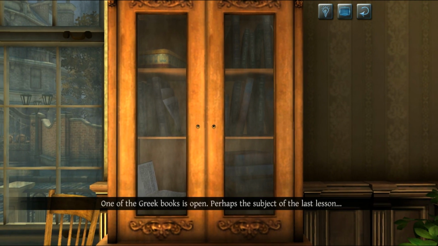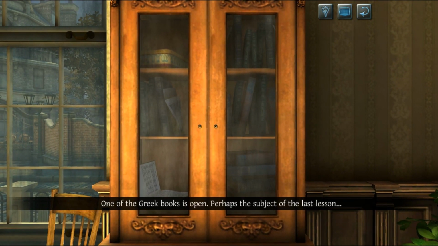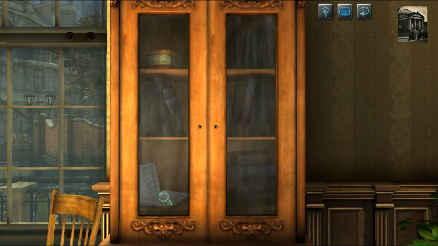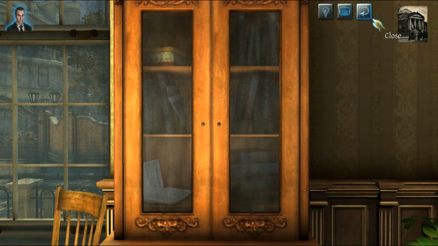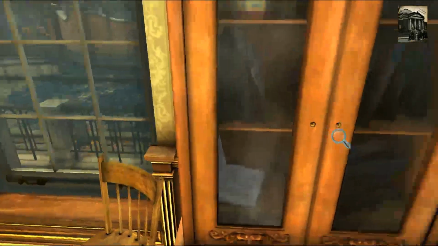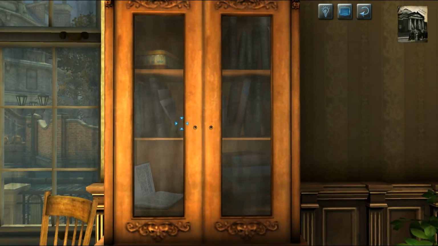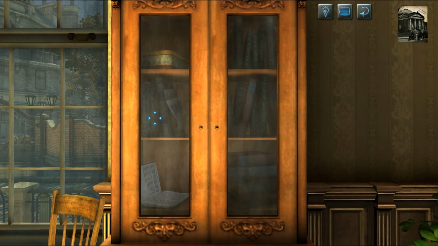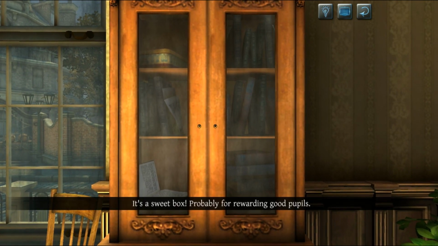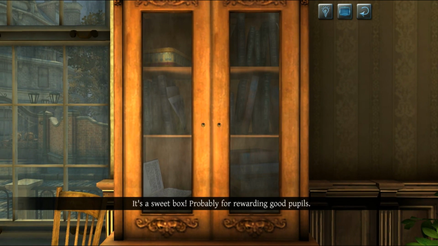Oh, hello. One of the Greek books is open. Perhaps the subject of the last lesson. Okay. The door handles! Yeah, no, there's still something in there that we've not looked at. Wait, what? There's still something we haven't looked at in here, okay. It's a sweet box, probably for rewarding good pupils.